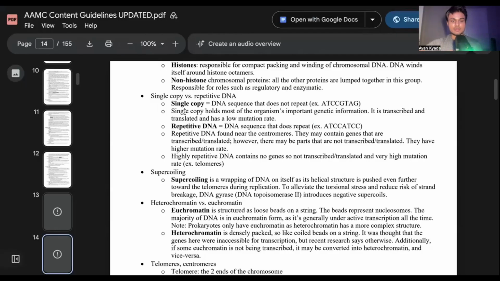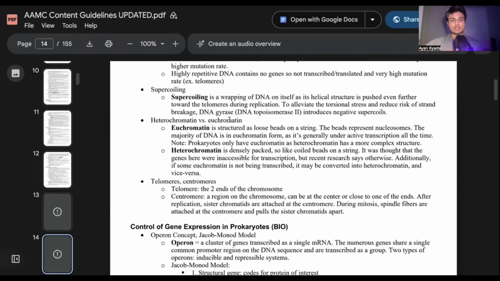Single copy DNA sequences, on the other hand, constitute most of the organism's genetic information. It is transcribed into mRNA and consequently translated into proteins. So to ensure that the genetic information produces the correct proteins, we want to make sure that the single copy DNA has a very low mutation rate, because we want to produce the correct proteins from the genetic information.